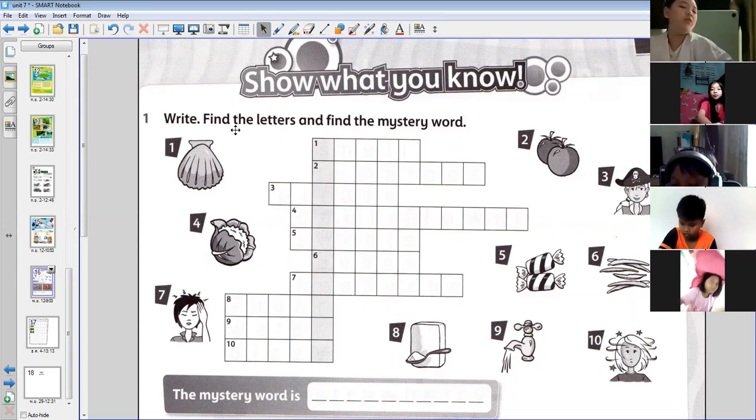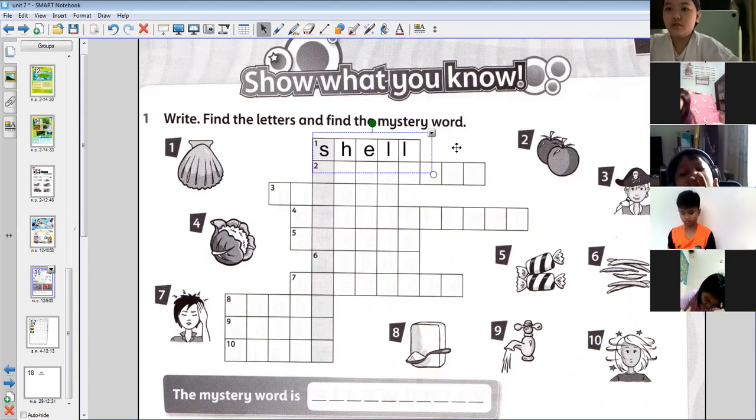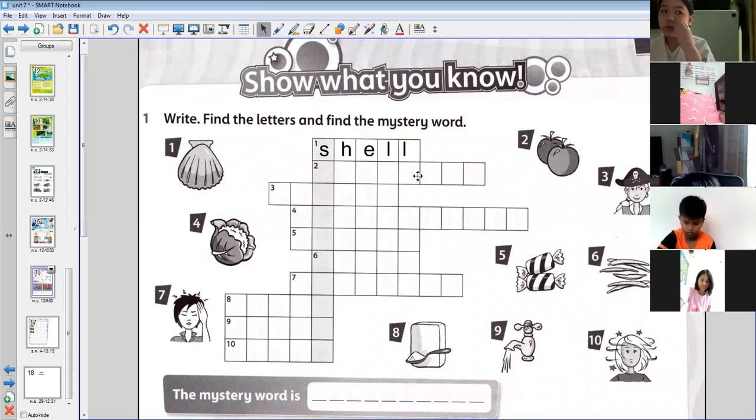Shell, S-H-E-L-L or L-L, that's okay. So you can put that into your crossword. Okay, number 2. All right, Tolly, you do number 2, please. Tomatoes. Very good. I won't write this here because I don't want students just copying, but you can write tomatoes in there.